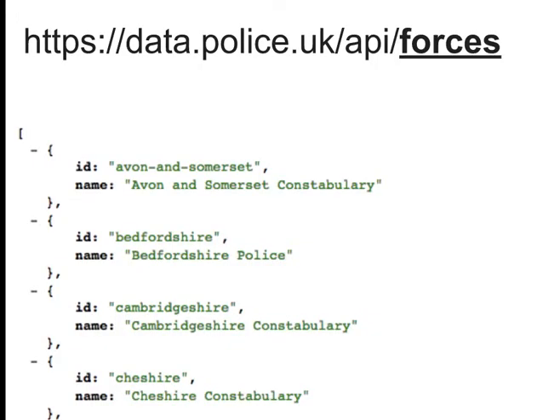You will often see the method or the function in the URL of the results that you're getting. So in this particular case, this is using the forces method of the police API. The forces method is a very simple method that brings back a list of all the forces in the UK. For each force, you have two pieces of information, the name of the force and the ID that's used for it.